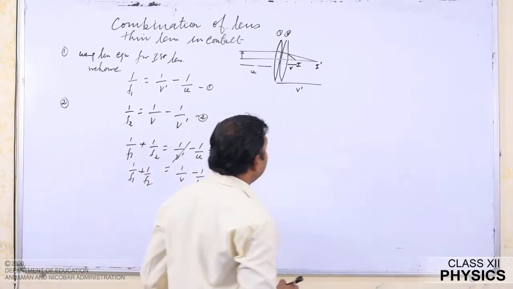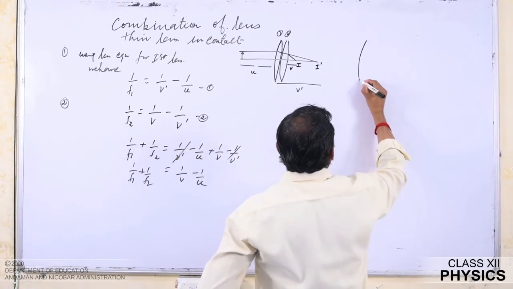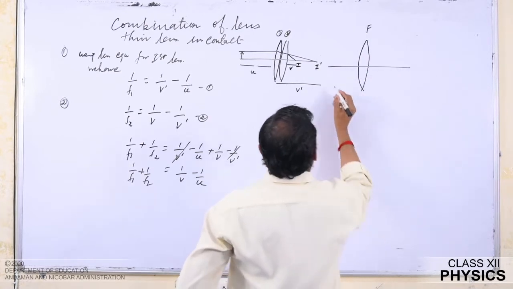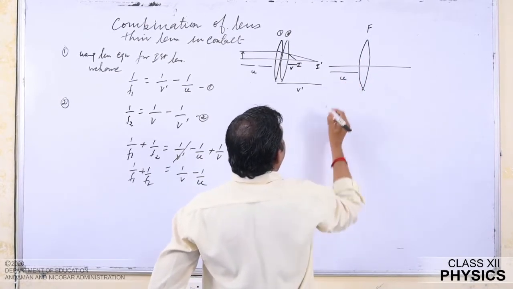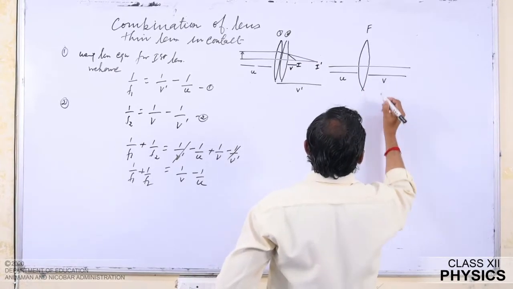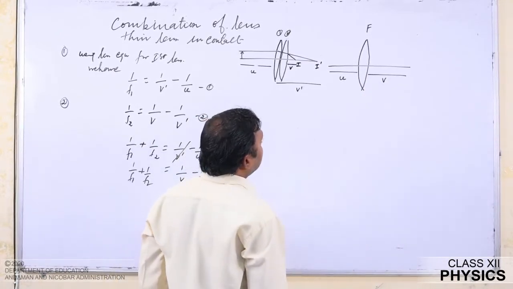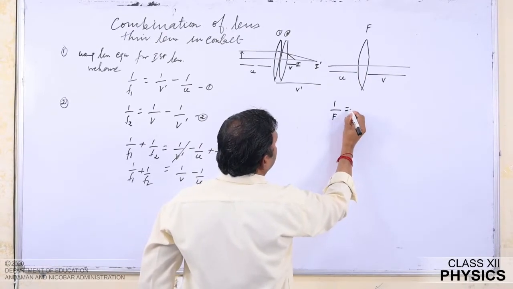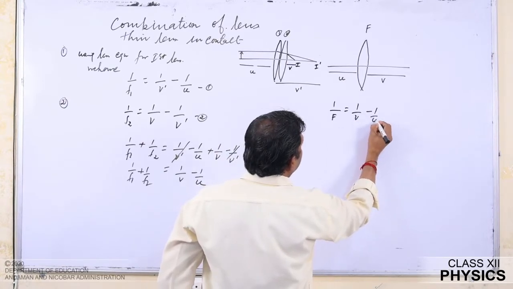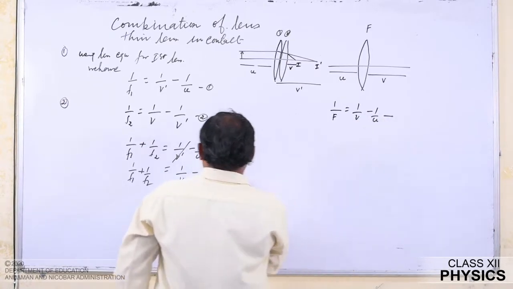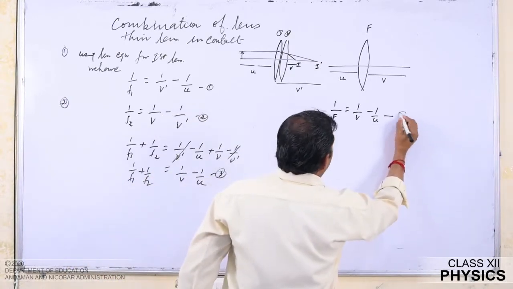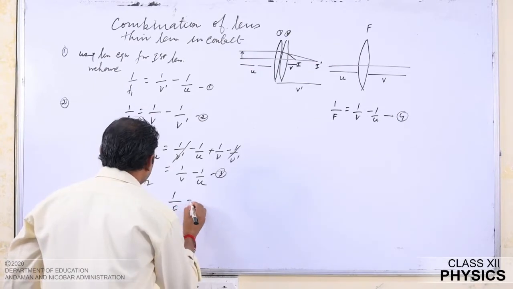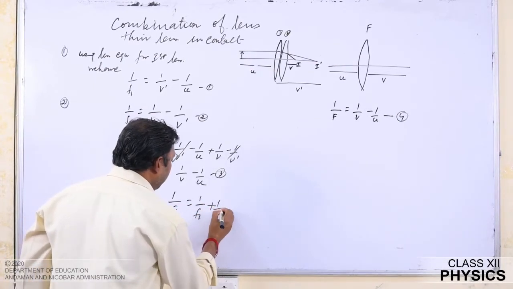Now, these two lenses can be considered as a single lens having focal length F. Imagine that the object is located at a distance of u and the final image is forming at a distance of v. Therefore, using the thin lens formula for this combination, the reciprocal of the total focal length, 1 by F, will be equal to 1 by v minus 1 by u. Let this be equation 3 and the earlier one equation 4. Now, comparing equations 3 and 4, we get 1 by F is equal to 1 by F1 plus 1 by F2.